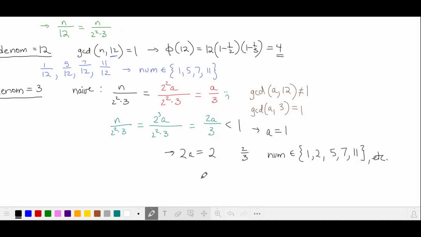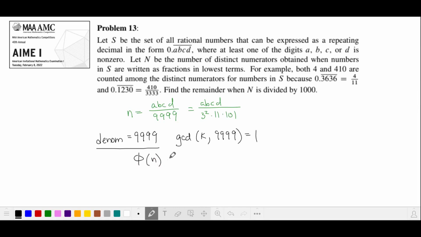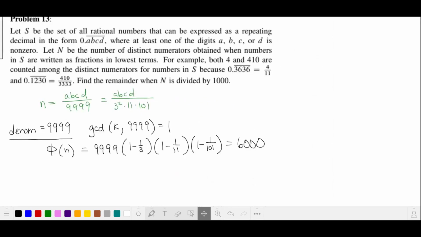Now let's apply this algorithm to our more complicated fraction. First, we note the prime factorization of the denominator, and we can eliminate the numerators that are relatively prime to the denominator and leave a denominator of 9999. And we'll use our totient function here to count those numerators. We count 6,000 unique numerators that don't cancel our denominator. Since we're looking for the mod 1,000 residuals, this doesn't contribute to our sum.